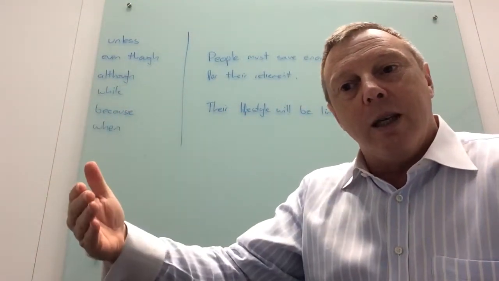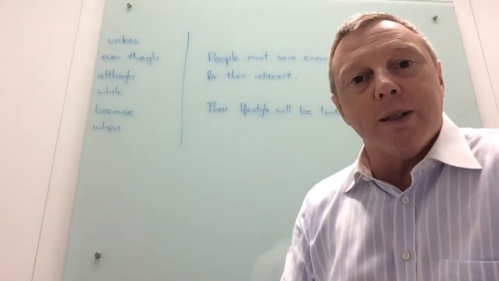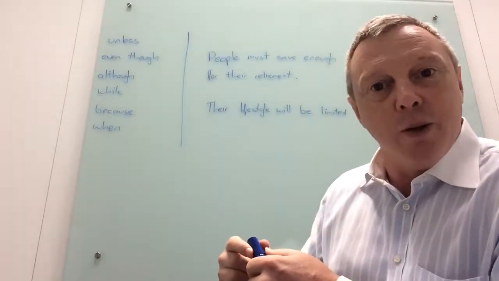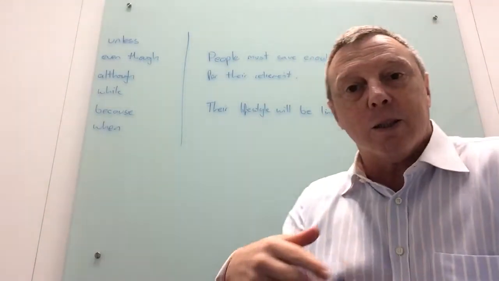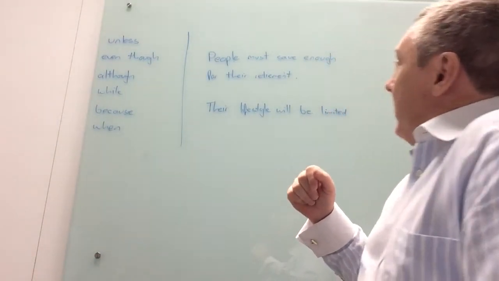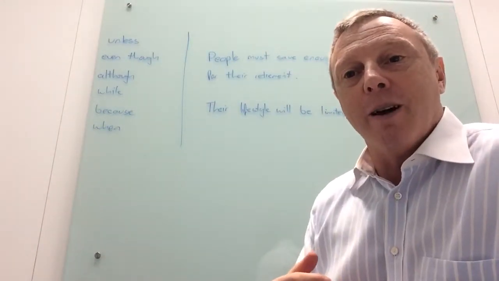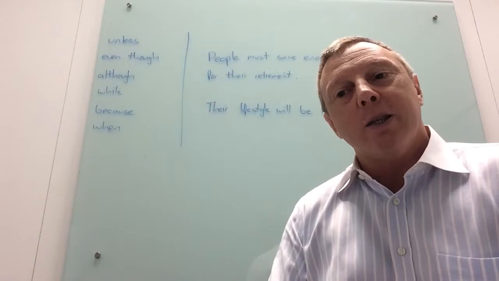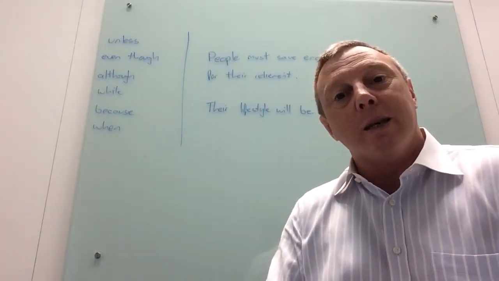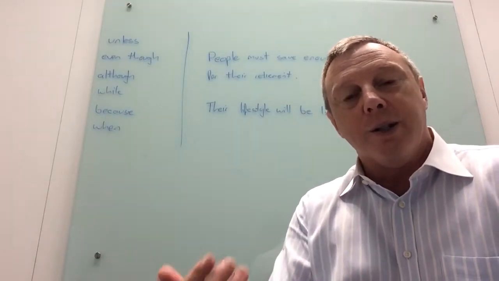So the conjunction can be placed at different points in the sentence. It's even possible to reverse the order of the sentence. So, "people's lifestyle will be limited unless they save enough money for their retirement." So there are different ways that you can structure this type of complex sentence, but the key is that there will always be a dependent clause, an independent clause, and a conjunction.